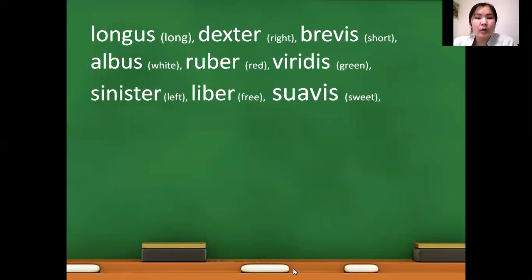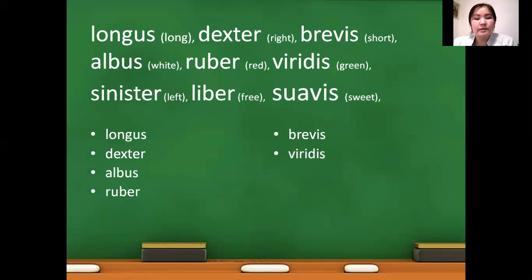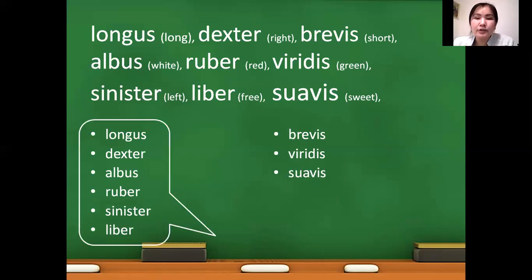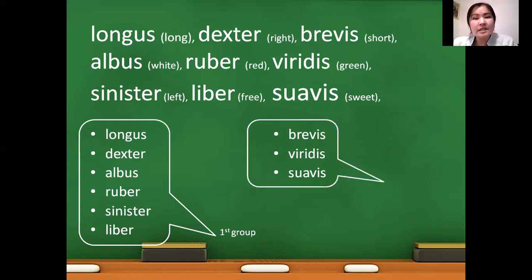Look at these adjectives. Longus, dexter, brevis, albus, ruber, viridis, sinister, liber, and suavis. All these are Latin adjectives. Now, we will classify them by groups. Longus, dexter, albus, ruber, sinister, liber will belong to the first group because they have the endings us and er. While the adjectives brevis, viridis, suavis have the ending is. It means they belong to the second group.